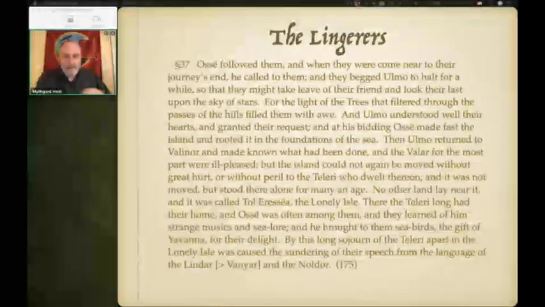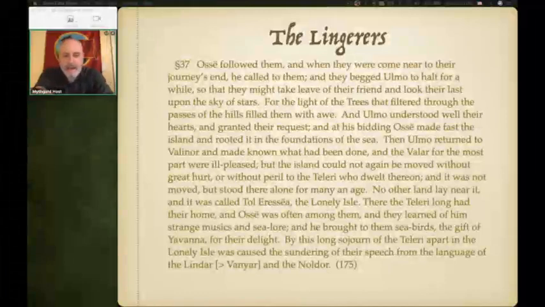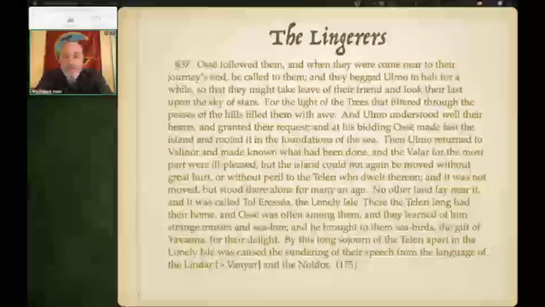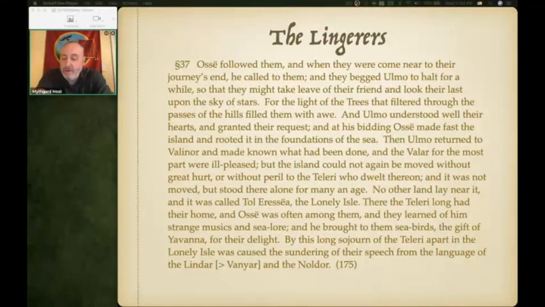Well, let's go on a little bit here. Some more elf journey stuff. Ossé followed them, and when they were come near to their journey's end, he called to them, and they begged Ulmo to halt for a while, so that they might take leave of their friend and look their last upon the sky of stars. For the light of the trees that filtered through the passes of the hills filled them with awe, and Ulmo understood well their hearts, and granted their request, and at his bidding Ossé made fast the island and rooted it in the foundations of the sea.